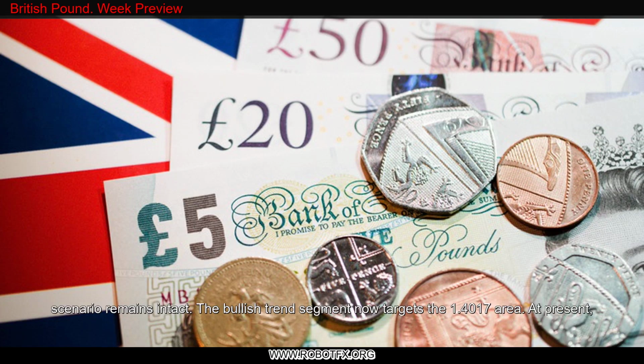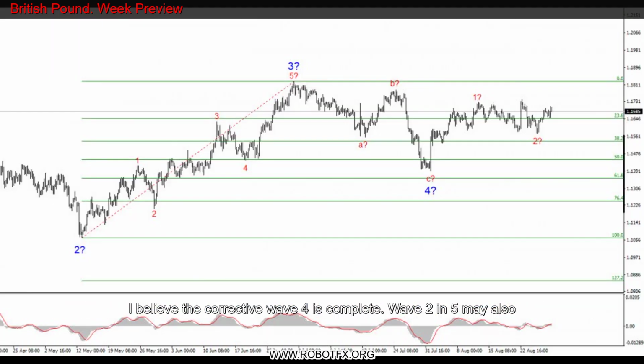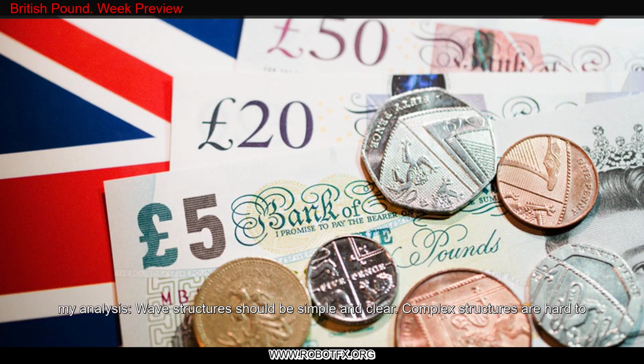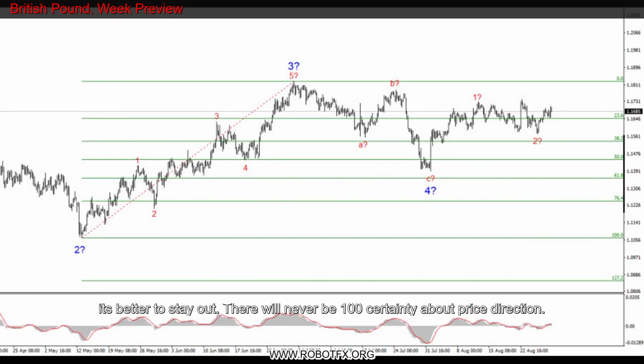Main principles of my analysis: wave structures should be simple and clear. Complex structures are hard to trade and often change. If you aren't confident in what's happening in the market, it's better to stay out. There will never be 100% certainty about price direction. Don't forget protective stop-loss orders. Wave analysis can be combined with other types of analysis and trading strategies.